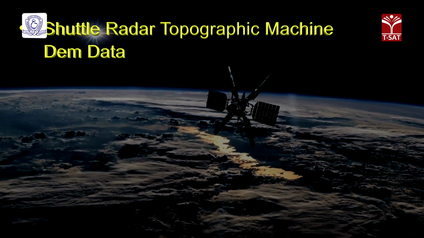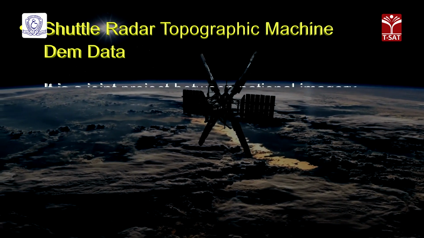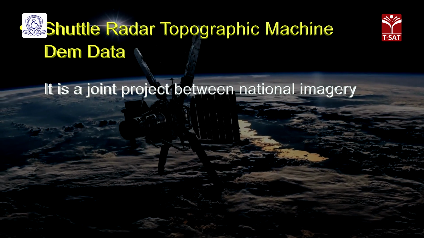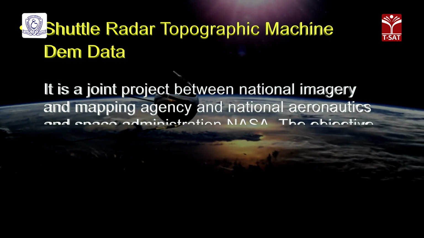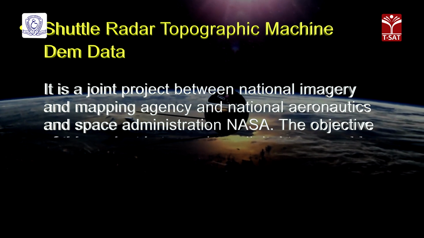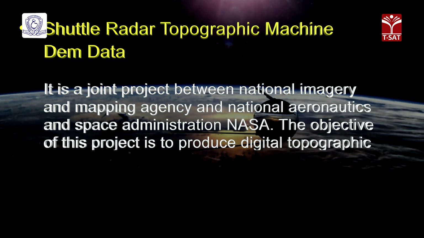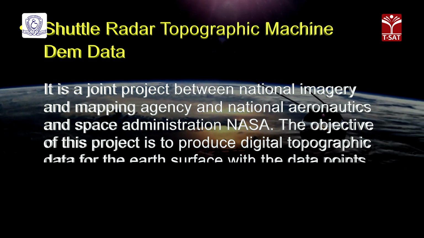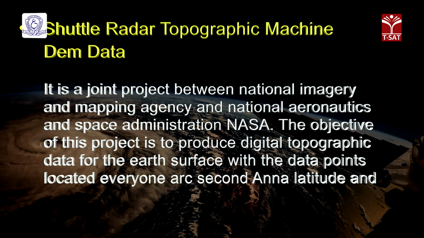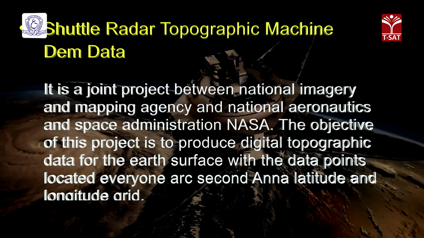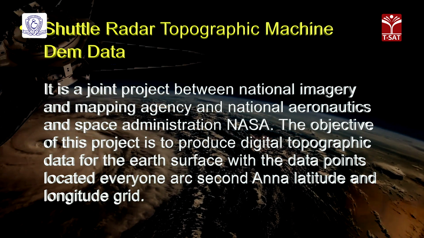Shuttle Radar Topography Mission DEM data. It is a joint product between National Imagery and Mapping Agency and National Aeronautics and Space Administration, NASA. The objective of this project is to produce digital topographic data for Earth surface with the data points located every 1 arc second on latitude and longitude grid. The absolute vertical accuracy of the elevation data is 16 meters.